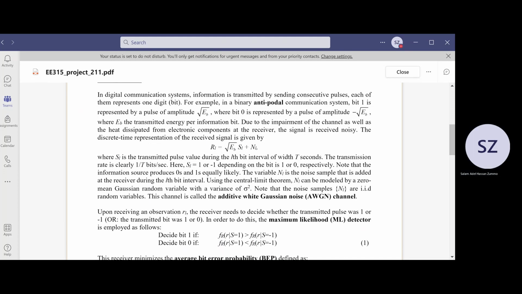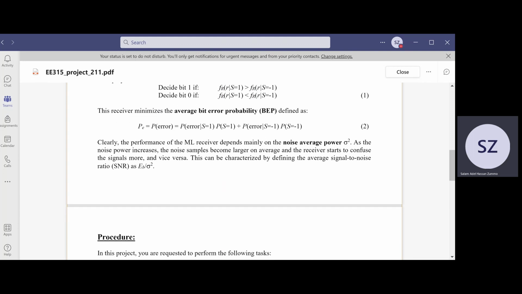We'll try to find how the probability of error depends on the variance of the noise. So the variance of noise is sigma squared, and as the noise power increases, the noise samples become larger on average, and the receiver starts to confuse the signals more, and vice versa. This can be characterized by defining what we call the average signal to noise ratio. The average signal to noise ratio is Eb over sigma squared. The average signal power is Eb, the average noise power is sigma squared.